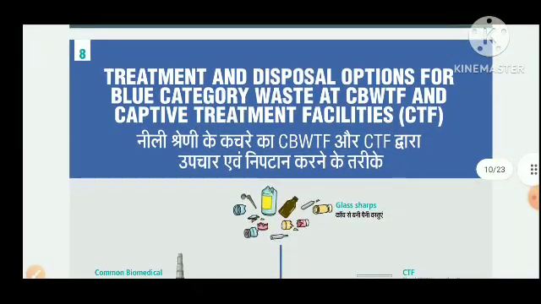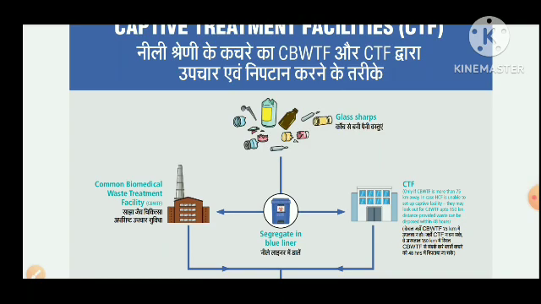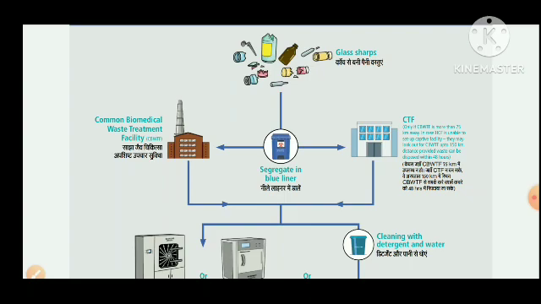Next is treatment and disposal options for the blue category waste at CBWTF and captive treatment facilities. So now we are going to see the different bins, how they go, what their processes are, and which treatment facilities we use to treat the different waste generated from hospitals. Okay, the very first one is glass sharps. Glass sharps, items made of glass, those which are broken glasses, are to be kept in which colored bin?